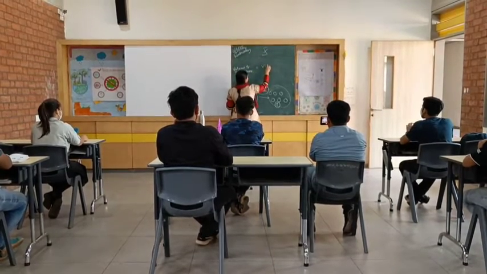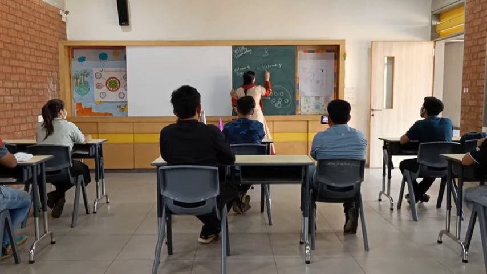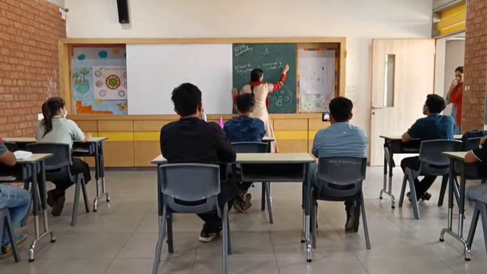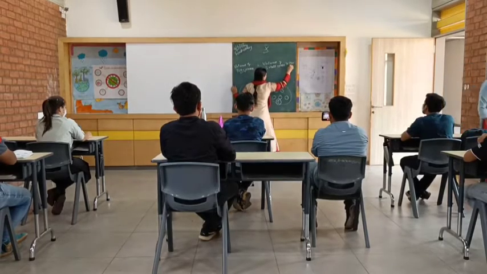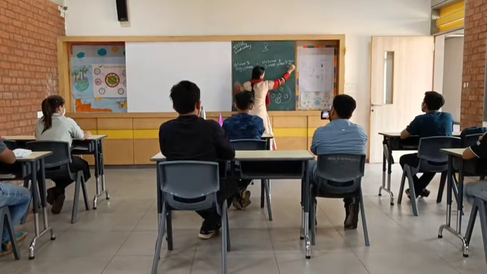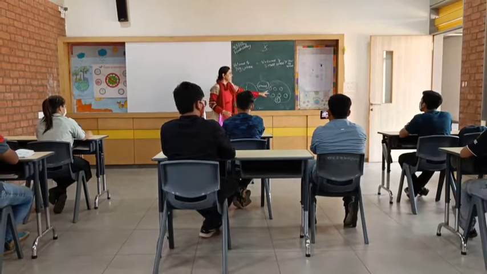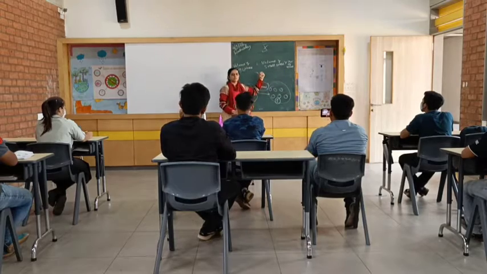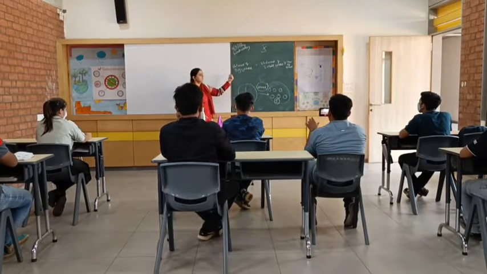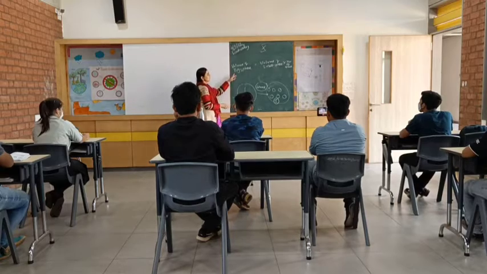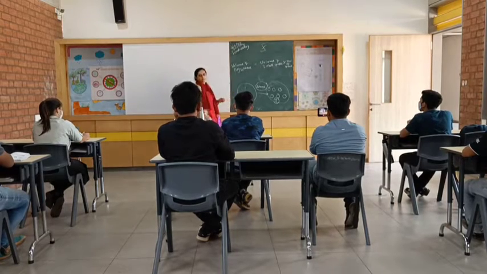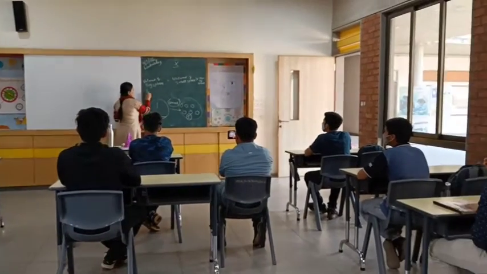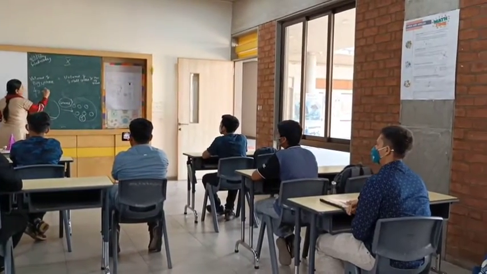Volume of big sphere is equal to volume of small sphere multiplied by number of spheres, right? How many spheres are there? 6 spheres are there. So number of spheres will be 6. Now, how will I start? Volume of each sphere, that is the formula, 4 by 3 pi r cube.